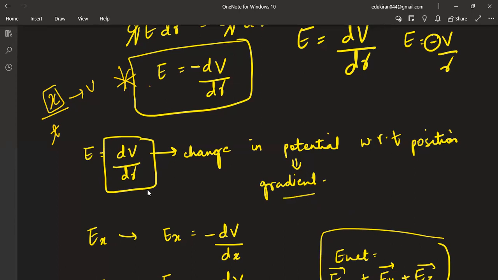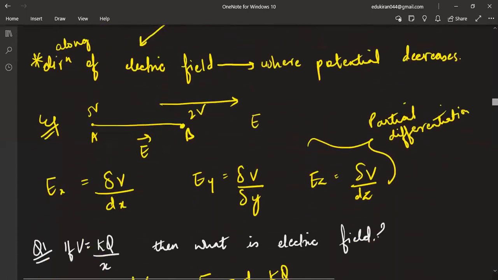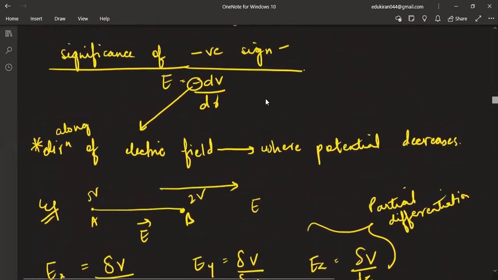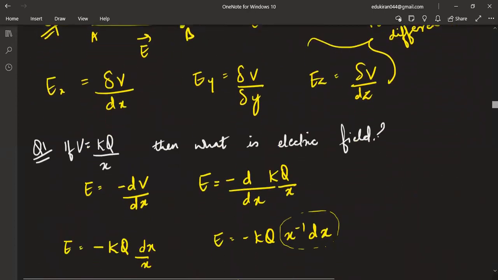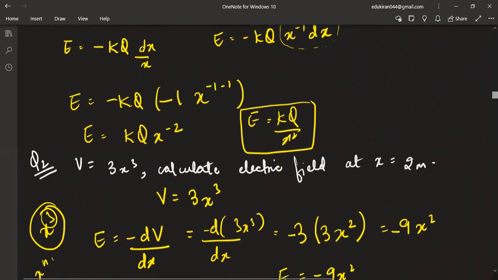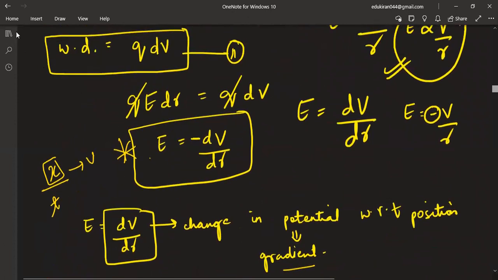The change in potential gradient, electric field is directly proportional to it. So this is important. You should remember this. Questions on partial derivative have also come from this. Significance of negative sign basically says that the direction of electric field is along where the potential decreases. This is exactly what it is. Otherwise, this part is important class. E is equal to minus dV by dr, from your NEET exam.